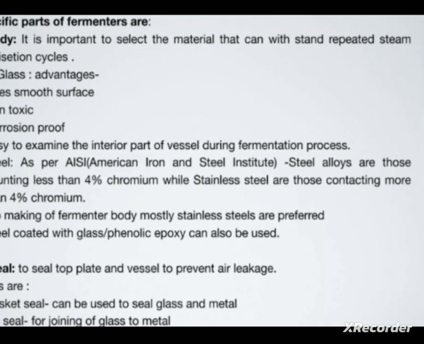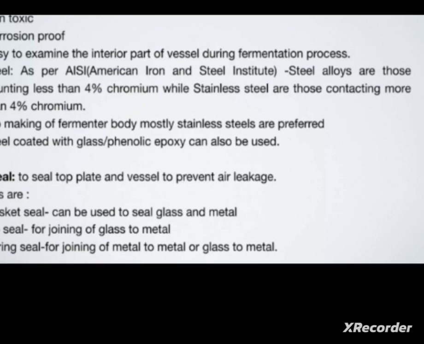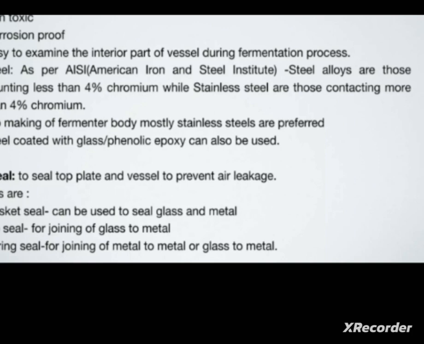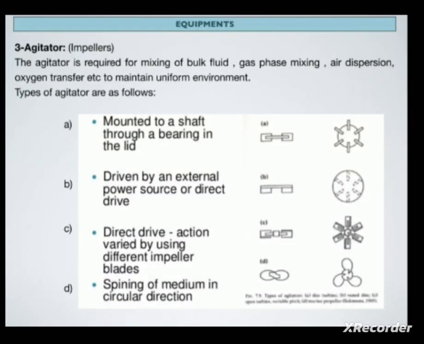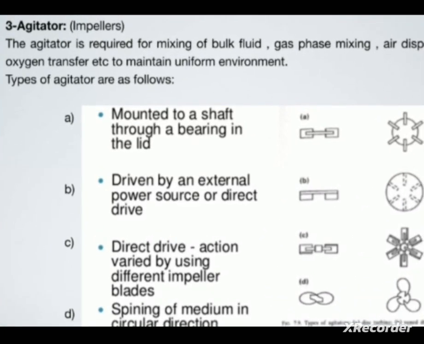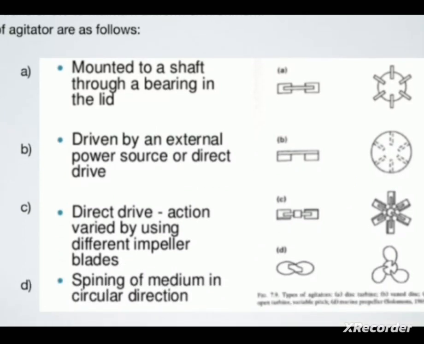Specific parts of fermentators are: number 1, body, which is made up of glass. Advantages: it gives a smooth surface, non-toxic, corrosion proof. Then seal, to seal the top plate and vessel to prevent air leakage. Types of seals: gasket seal, lip seal, O-ring seals. Then this is the equipment, the agitator impeller mounted to a shaft. You can see it in the slides.